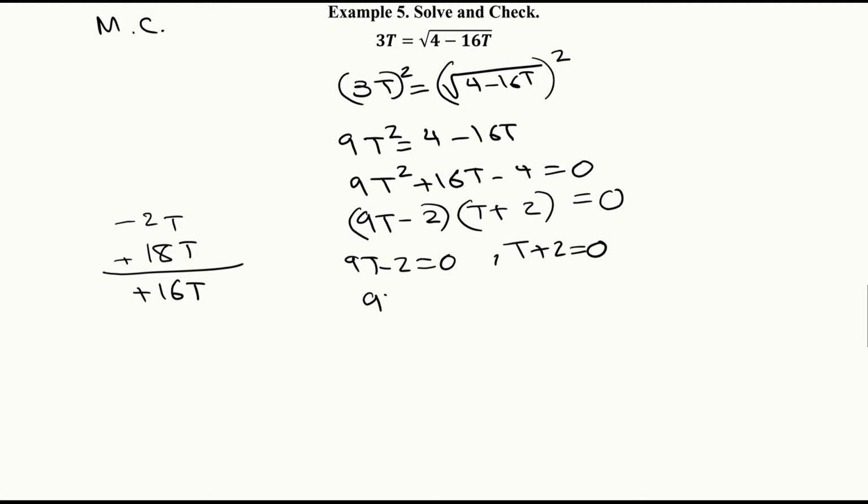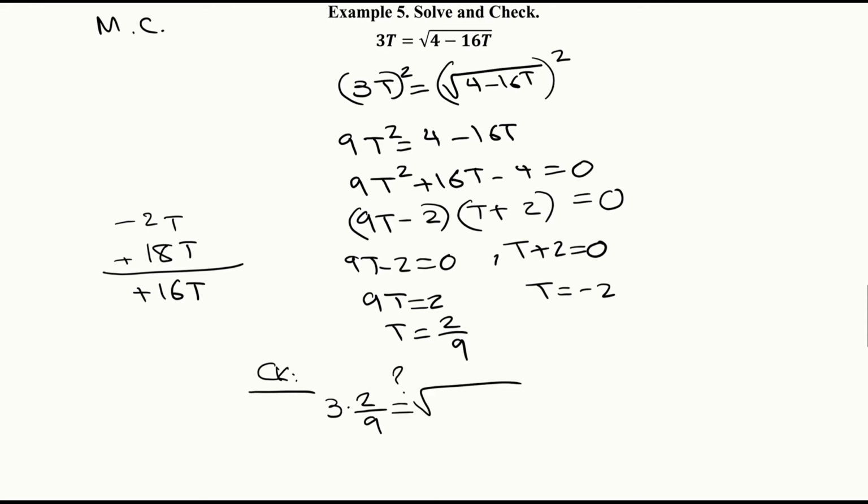So on this first one, we get 9t equals 2, so t equals 2/9. On the other side, we get t equals negative 2. We're going to go ahead and check the 2/9. So we want to know if 3 times 2/9 is equal to, with the question mark, of course, the square root of 4 minus 16 times 2/9. And 3 times 2/9 we can simplify here. We end up with 2/3.